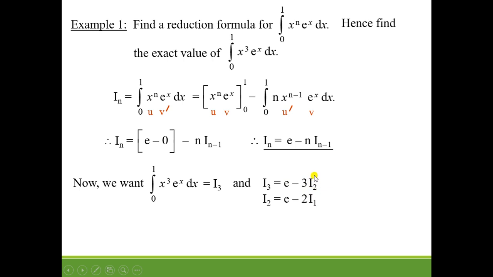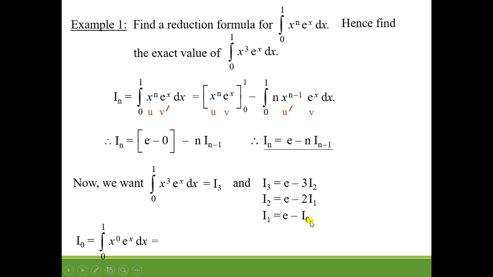Now I don't know the value of I2. So again in this given formula I will substitute n is equal to 2. So I2 is equal to e minus 2 times I2 minus 1, that is I1. Now again I don't know the value of I1. So again I will substitute n is equal to 1 here. So I1 is equal to e minus 1 into I1 minus 1, that is I0.